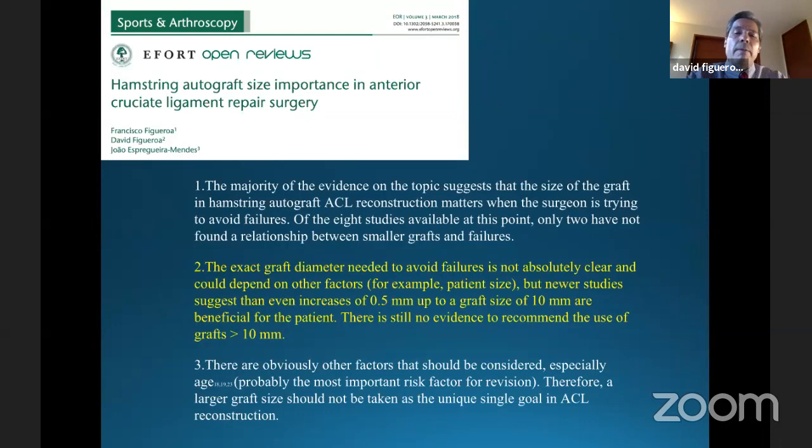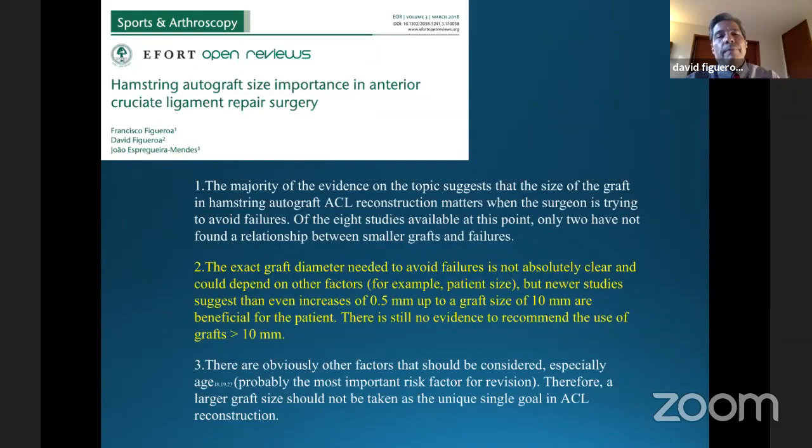Regarding this issue, the graft diameter, look at the paper that we published in the AFOR Open Review. The exact diameter needed to avoid failures is not absolute. Some say that over 8 millimeters, and probably with over 8 millimeters, I'll be happy to do a reconstruction, but it's not absolute. But increases of 0.5 millimeter up to 10 are always beneficial for the patient. So don't use a graft diameter less than 8 millimeters. Over the 10, nobody knows what happens and there is no evidence.